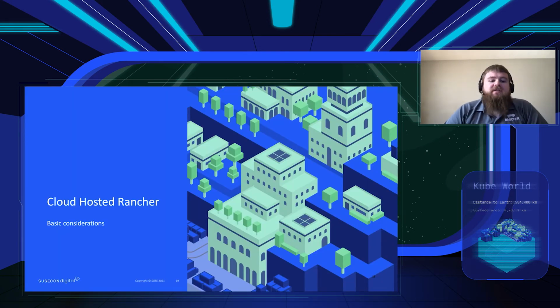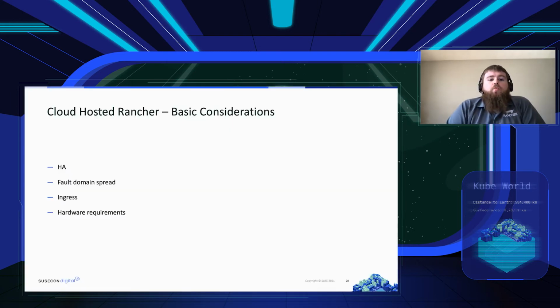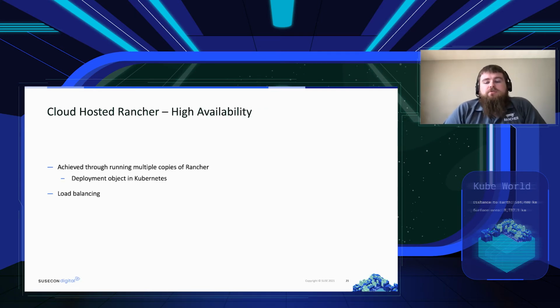Cloud-hosted Rancher. Let's take some basic considerations into account. With cloud-hosted Rancher, there are four main areas we'll want to discuss: high availability, fault domain spread, ingress, and hardware requirements. When we discuss cloud-hosted Rancher and high availability, this is going to be achieved through running multiple copies of Rancher. This is actually achieved in Kubernetes using the deployment object.